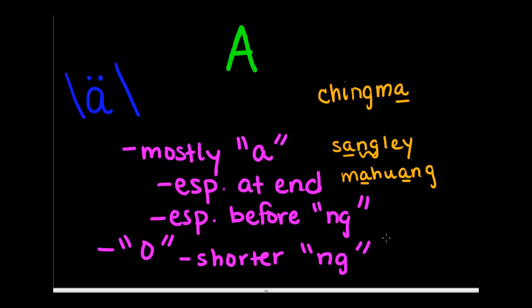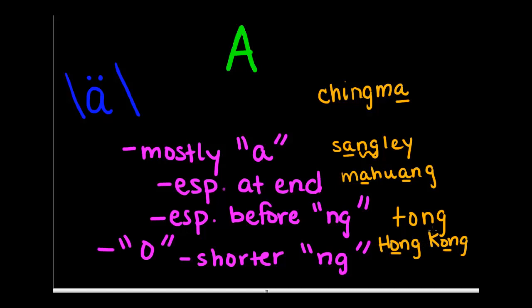When we have shorter ng words, we can use O, such as tong, T-O-N-G. Here it doesn't look right to put an A because then it would look like tang. Tong is actually a secret society, usually a secret Chinese society in the United States. So that's a great example. Also, if you think about Hong Kong, that has this rule, so it might be easy to remember. Hong Kong has the O before the ng again. That's just an easy way to remember this rule.